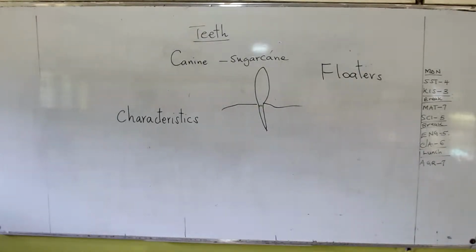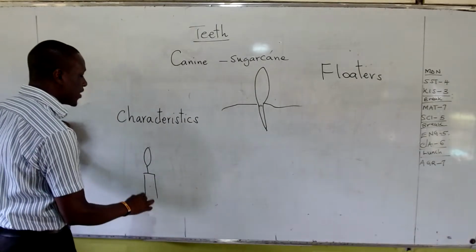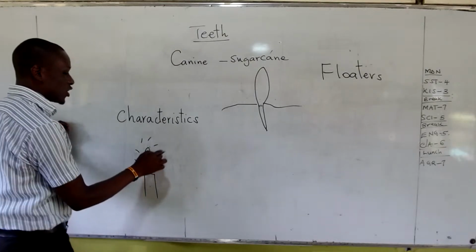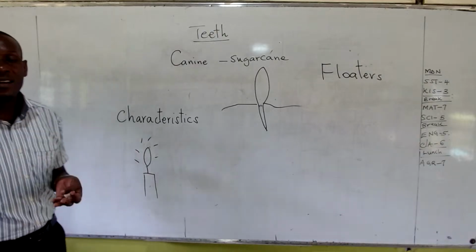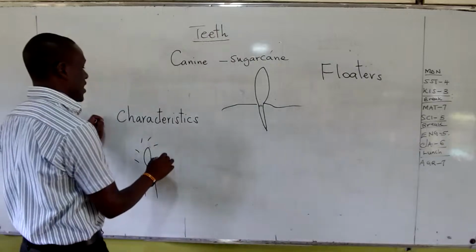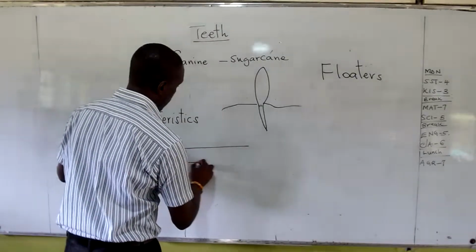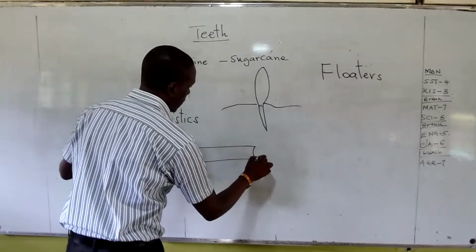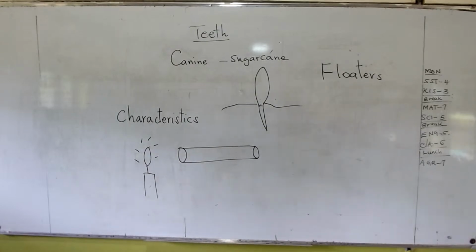So for us to demonstrate that light travels in a straight line, we must have a candle, and that's how we draw a candle. We don't draw the real candle. It's only an illustration. Then you can either use a straight manila paper, or you can use a straight pipe. So that is a source of light. Then you can have a pipe, or you can have a manila paper.